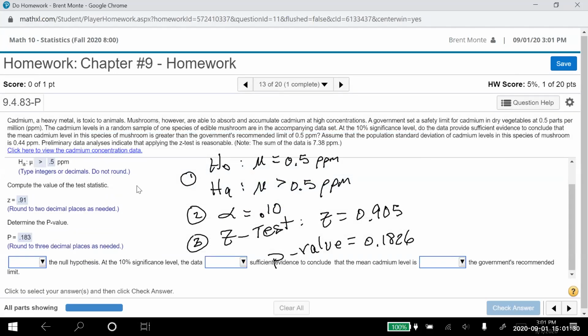So here's what I do, and here's how I write it. The p value, 0.1826, remember, less than or equal to 0.10, which was alpha. That's what I'm comparing, the p value and alpha. But this time, it's not less than or equal to. What I do is I say, oh, wait, that's not less than or equal to. So I do not reject the null hypothesis.